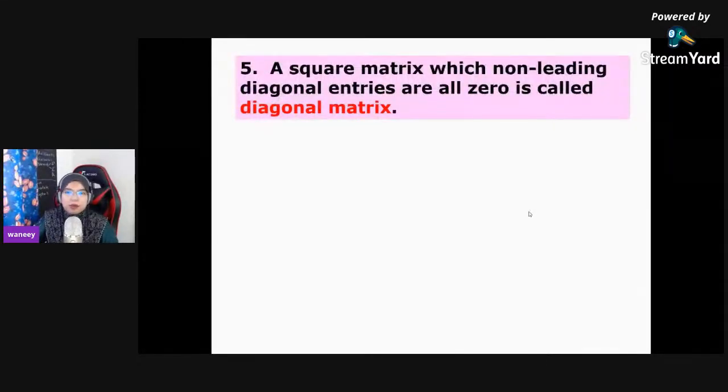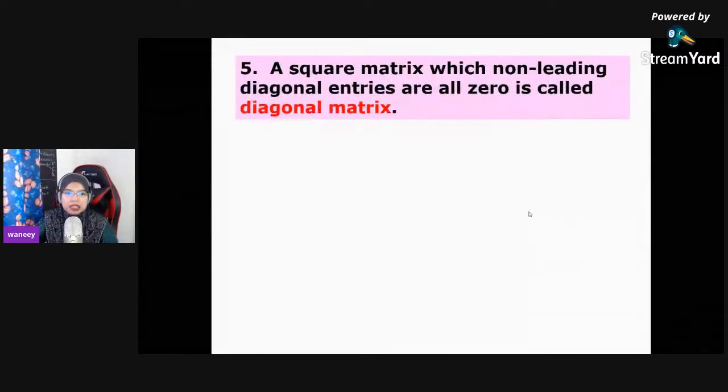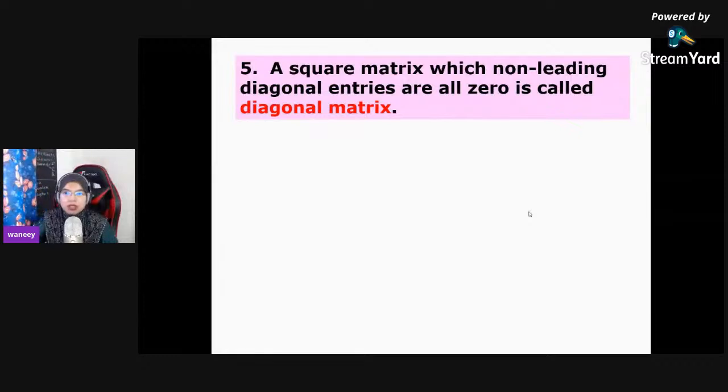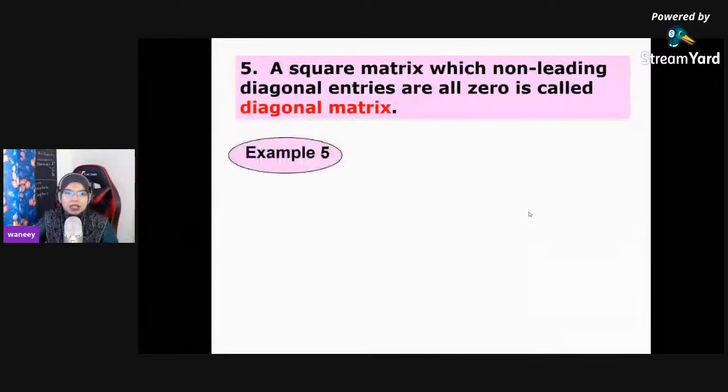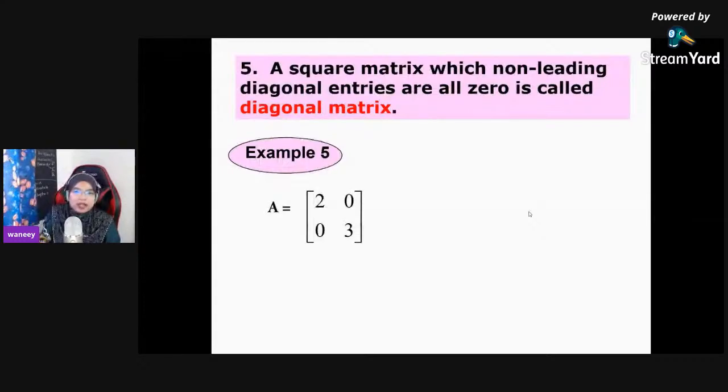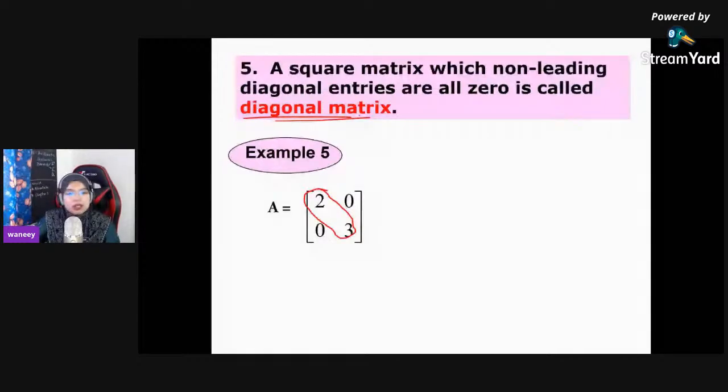Okay, so a square matrix whose non-leading diagonal entries are all 0 is called a diagonal matrix. So now where is the leading diagonal? The leading diagonal is 2 and 3. So other than 2 and 3, everything else is 0. That is why we are going to call it a diagonal matrix.